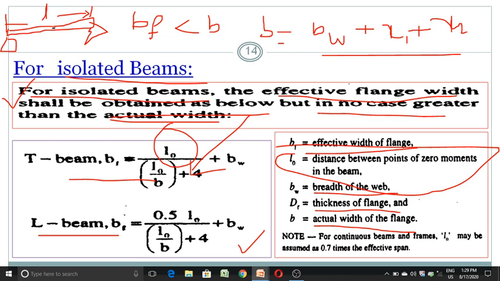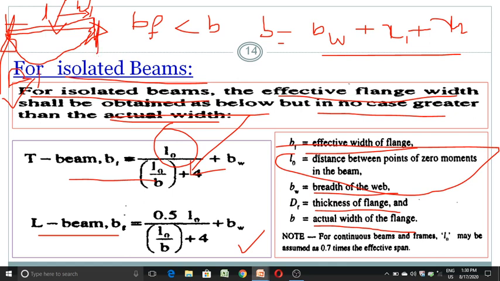If you apply any kind of load on the simply supported beam, it will bend, and the bending moment diagram will be like this. If you observe, at this end the bending moment is 0, here the bending moment is 0, and at this end also the bending moment is 0.